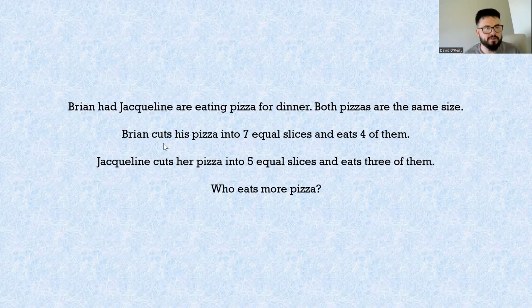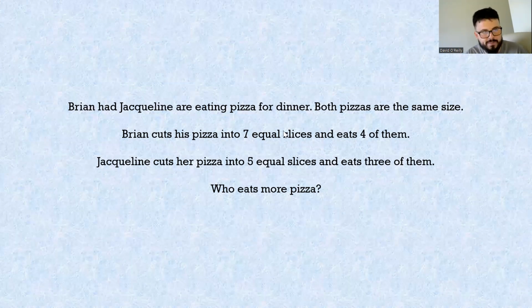Okay, so Brian, let's just say I do apologize. Brian and Jacqueline are eating pizza for dinner. Both pizzas are the same size. Brian cuts his pizza into 7 equal slices and eats 4 of them. Jacqueline cuts her pizza into 5 equal slices and eats 3 of them. Who eats more pizza? All right, let's take it one at a time.